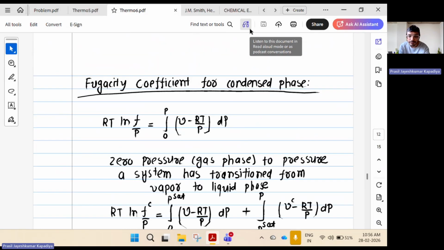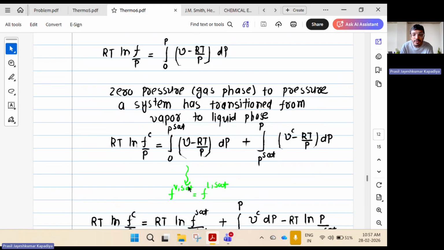Okay. So now let's try to understand what the fugacity coefficient is in a condensed phase. This is my standard generalized equation: RT ln F by P is equal to the integration from 0 to P of (V minus RT by P) dP. Correct? Zero pressure is the gas phase. To, let's say, I'm going to a pressure where the system is in the liquid phase. So what is going to happen? I will be going from zero pressure to some vapor phase, then from the vapor phase to vapor-liquid equilibrium, and then to the liquid phase.